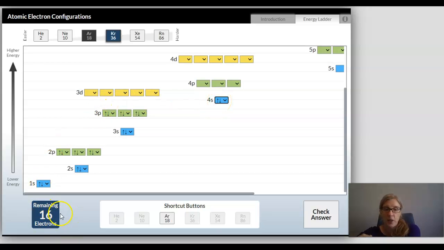I still have 16 remaining electrons to find a home for. So the next 10 can go into the next energy level, which is 3d. I still have 6 more electrons left, and so those 6 can fill up the 3 orbitals of the 4p sublevel, which is the next highest in energy. So you're simply using this simulation and filling in from the lowest energy to the highest energy.